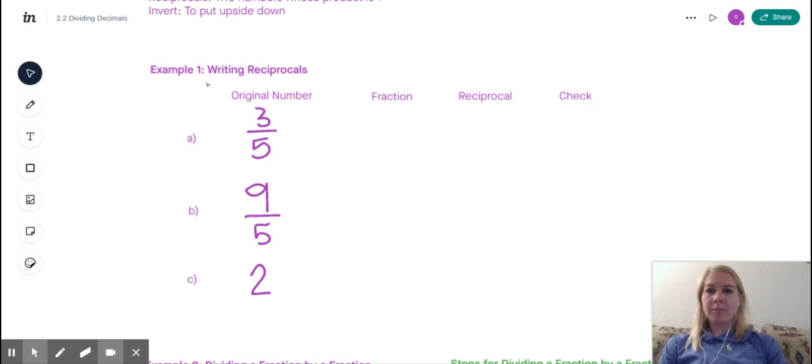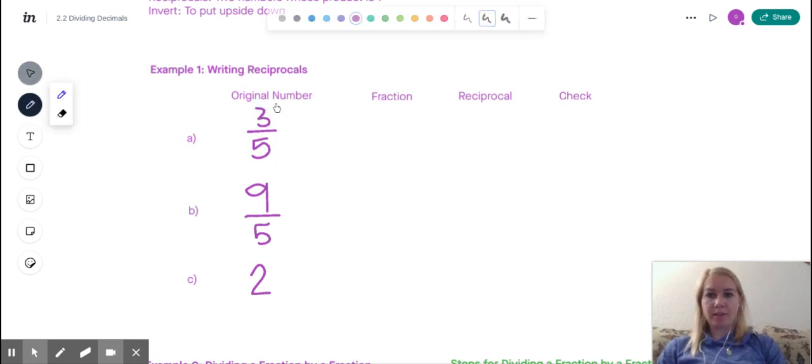All right, let's go over example 1, writing reciprocals, and this is part of chapter 2, section 2, dividing decimals. All right, so problem A, our original number is 3/5. Let's write that as a fraction, and 3/5 is a fraction already. So I'm just going to copy that.